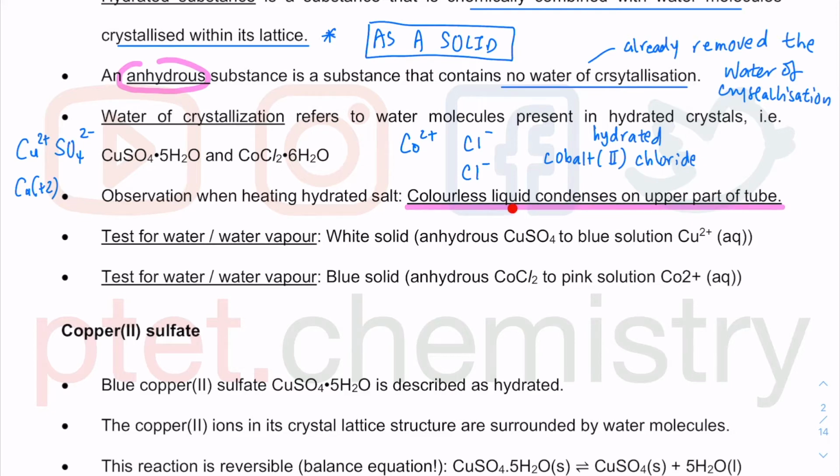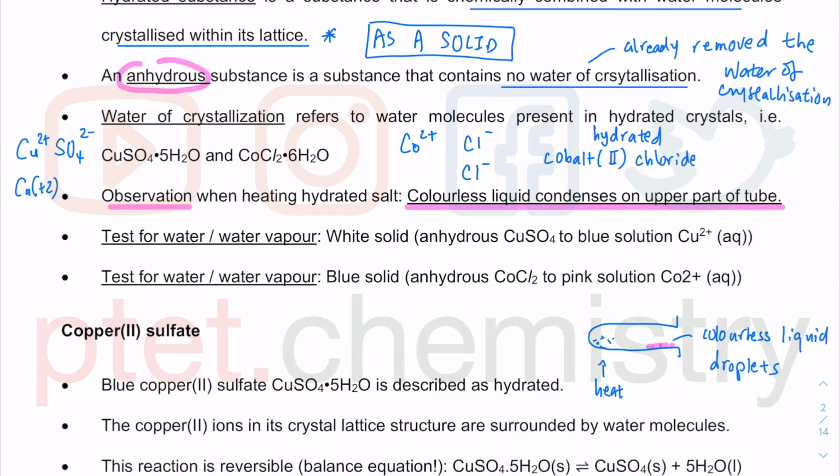You cannot say it's water because you did not test for it, you just see a colorless liquid. Observation, what do you see? You cannot say water because you don't even know if it's water, but you know it's colorless, you know it's liquid, you know it condenses on the upper part of the tube. This is going to be the cooler part of the tube. So when you have the solid there, as I apply the heat, you are going to get a little bit of water forming. So these are the colorless droplets. You can say colorless liquid droplets form on the upper part of the tube.